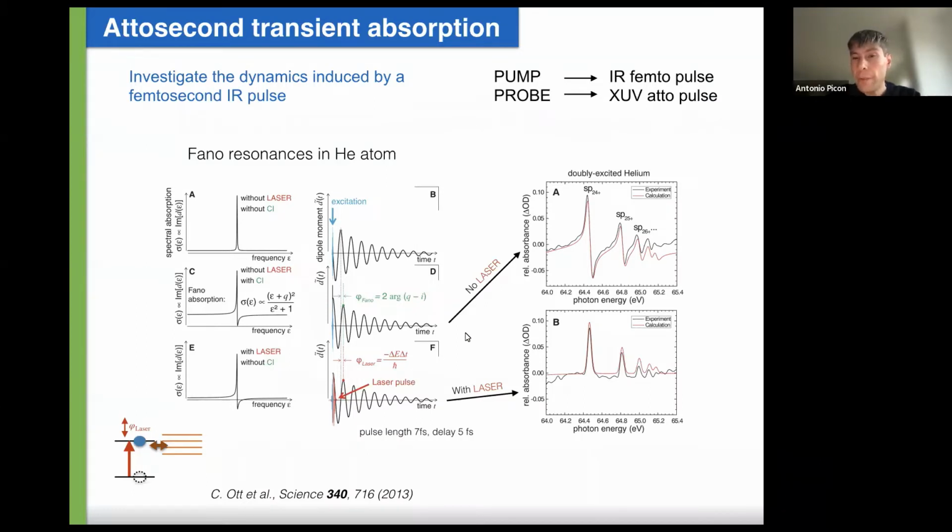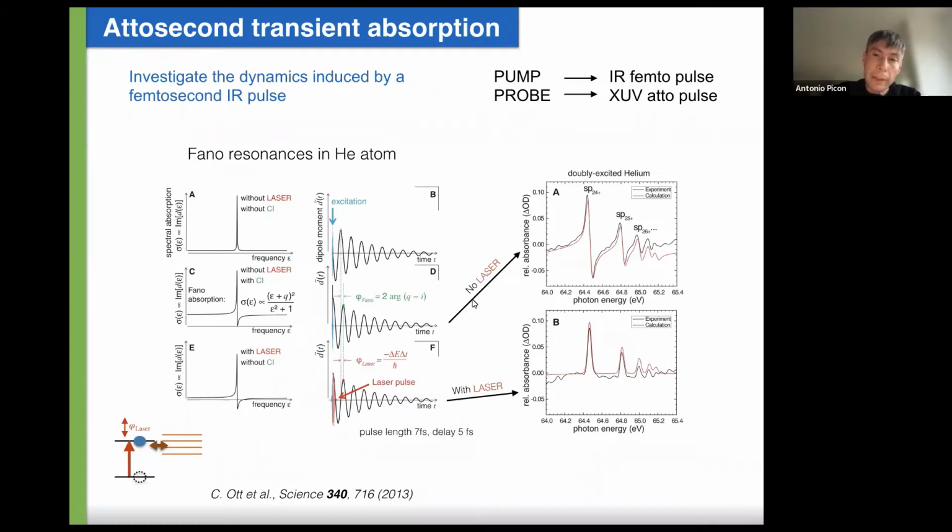And what they did is the following. They switch on the laser, and then they observe how these line shapes change to the ones that you have in B. So these are the experiments, and you see that they go from something that looks like Fano peaks to something that looks like Lorentzian peaks.